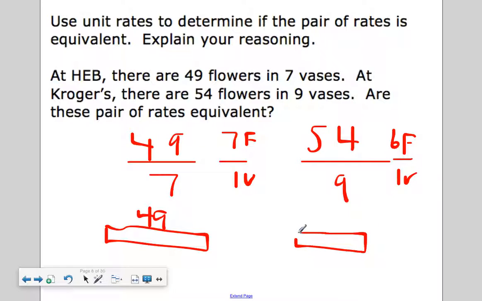Again, if you like, you could prefer the bar model. I could have broken down the 49 flowers into 7 sections: 1, 2, 3, 4, 5, 6, 7. And then, divide by 7, there'll be 7 flowers in each vase. Or I could have done it with 54 flowers and break it down into 9 sections, 6 flowers per vase.